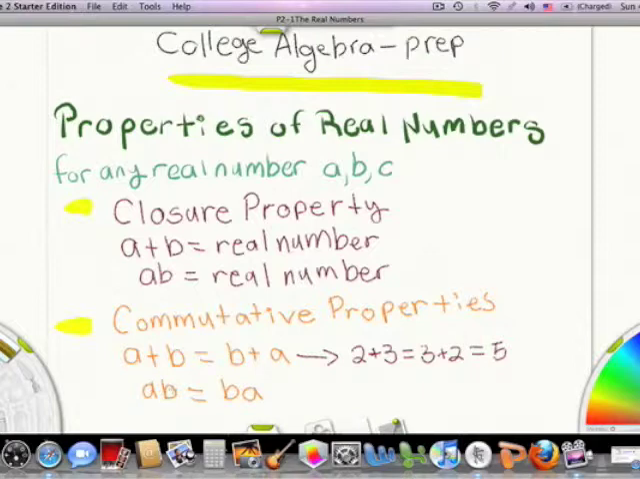Okay, and this also goes for multiplication. If you're multiplying 2 times 3 or 3 times 2, it doesn't matter which you do first, they're both going to result in 6. So that pretty much sums up those two properties.